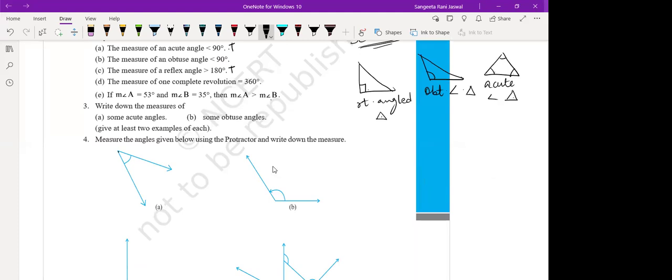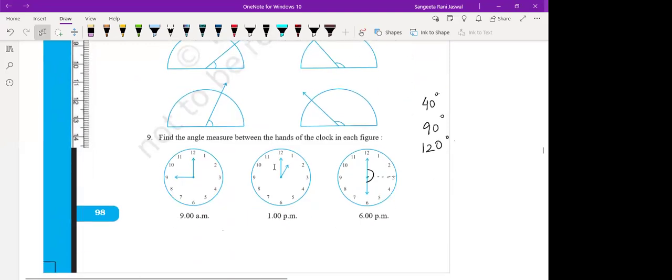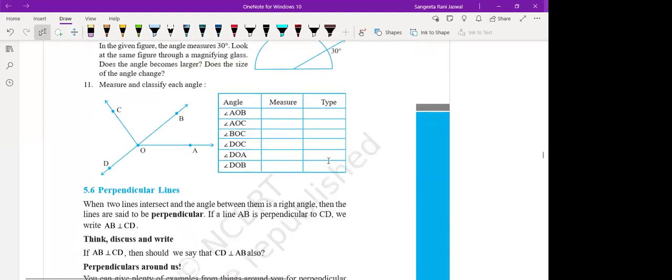Okay, now if the measure of angle A is 53 degrees and the measure of angle B is 35. See, when it is written m angle B, that means measure of angle B. Then the measure of angle A is greater than the measure of angle B. Yes, you can say that. Measure of angle A is 53 and this is 35, so definitely this is greater. Okay, so let's move to the next part. These are find the angle measures. We have already discussed the angles, so I'm moving ahead.